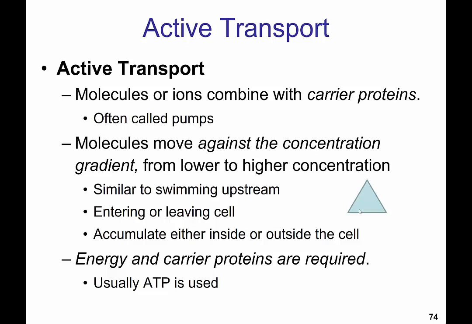This can be active transport entering or leaving the cell. In either way, you're going to accumulate a concentration gradient on one side of the plasma membrane. The key here with active transport is that energy and carrier proteins are required. That energy is usually in the form of ATP.